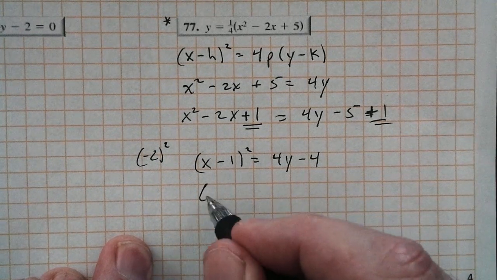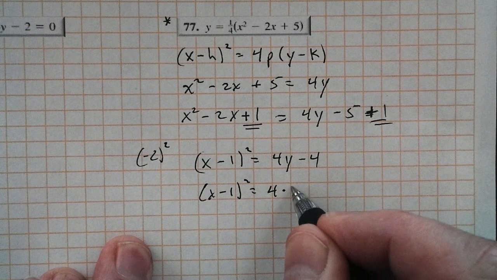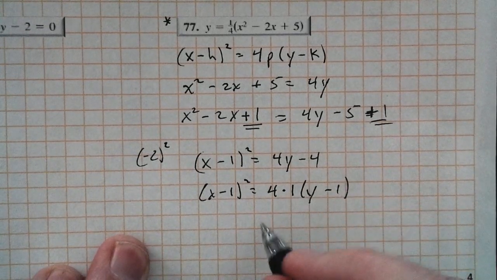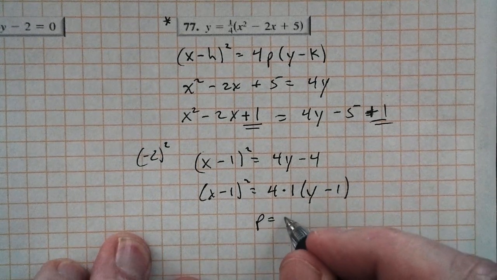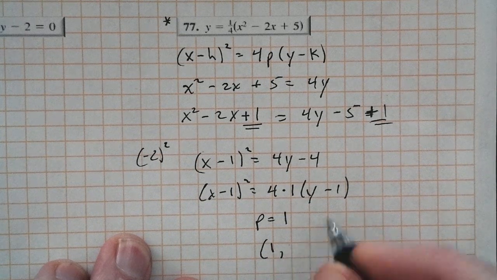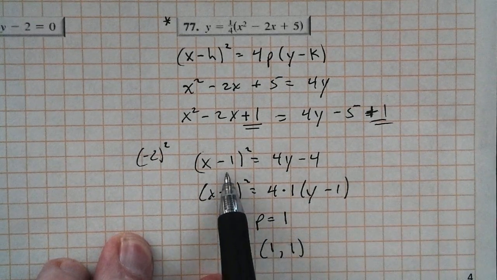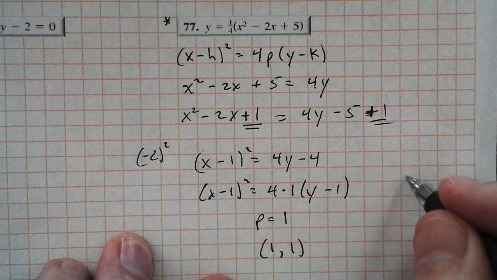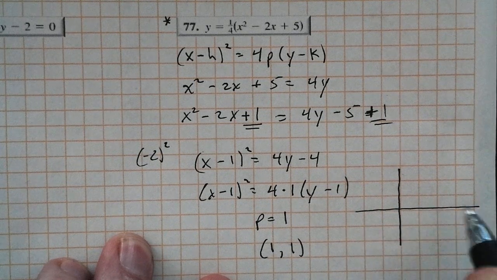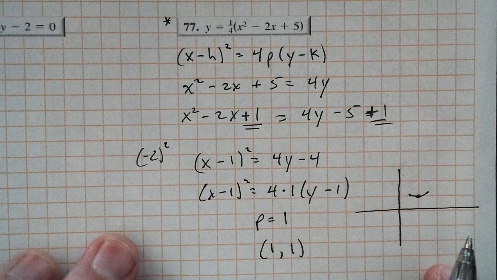That's convenient. (x minus 1) squared equals 4, I'm going to put times 1 for emphasis, (y minus 1). Therefore, our value of p is 1, and our h is 1. Our k is 1. We've got a parabola that's a positive x squared, opens up, and has vertex at (1, 1). So here's our vertex. It opens upward.